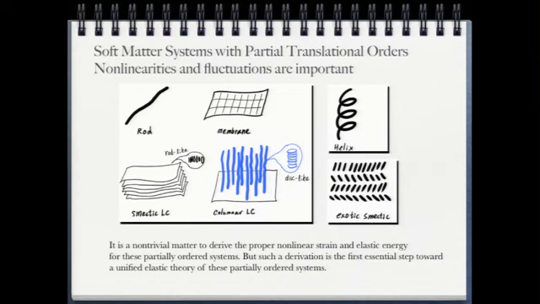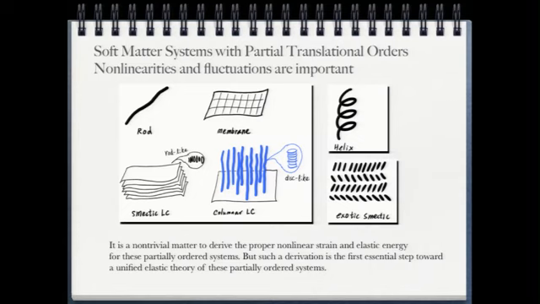These are the soft matter systems we study most. These systems typically have partial translation orders. They are not three-dimensional solids. They only have solid-like rigidity along certain fewer directions. So for these systems, nonlinearities and fluctuations are important, and we do have to take care of the nonlinearity of the elasticity correctly. Let me give you four examples.